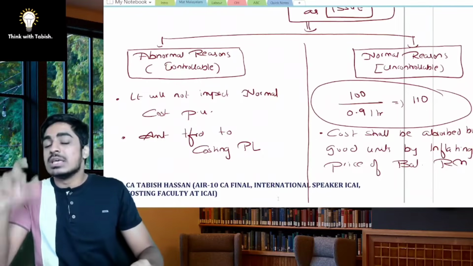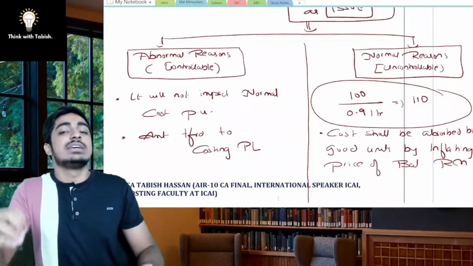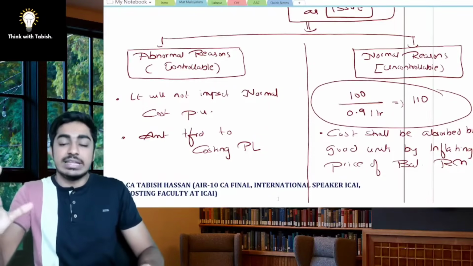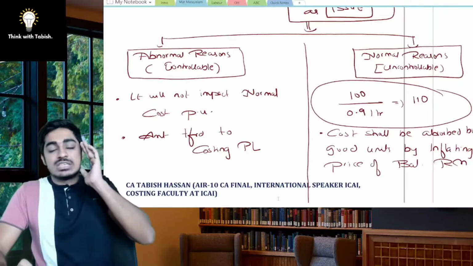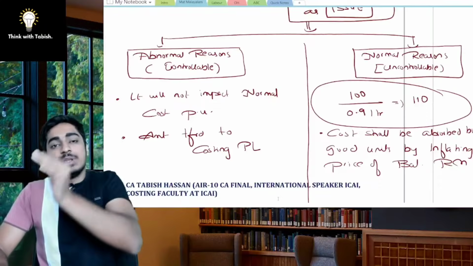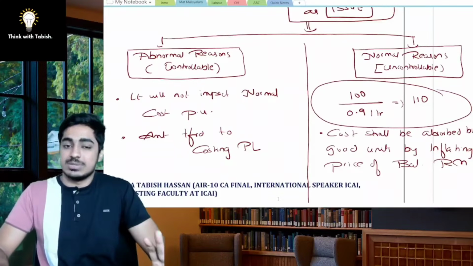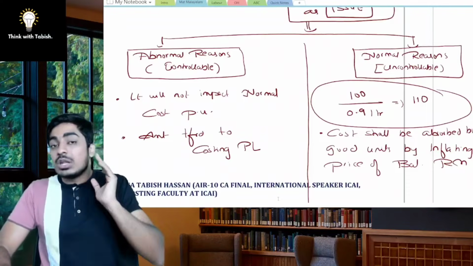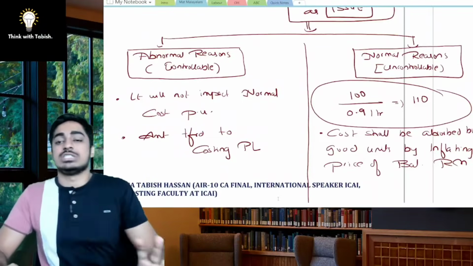What is uncontrollable? Suppose we have some evaporation. We have purchased kerosene and kept it there. Some amount has evaporated. It is uncontrollable. We cannot do anything. So what we are going to do, we have the golden rule of costing. Yes, whatever is normal cost will be included. Whatever is abnormal cost will be excluded and transferred to costing P&L. So if it is because of abnormal reasons, it will not impact the normal cost. We are going to take that amount and transfer it to costing P&L.